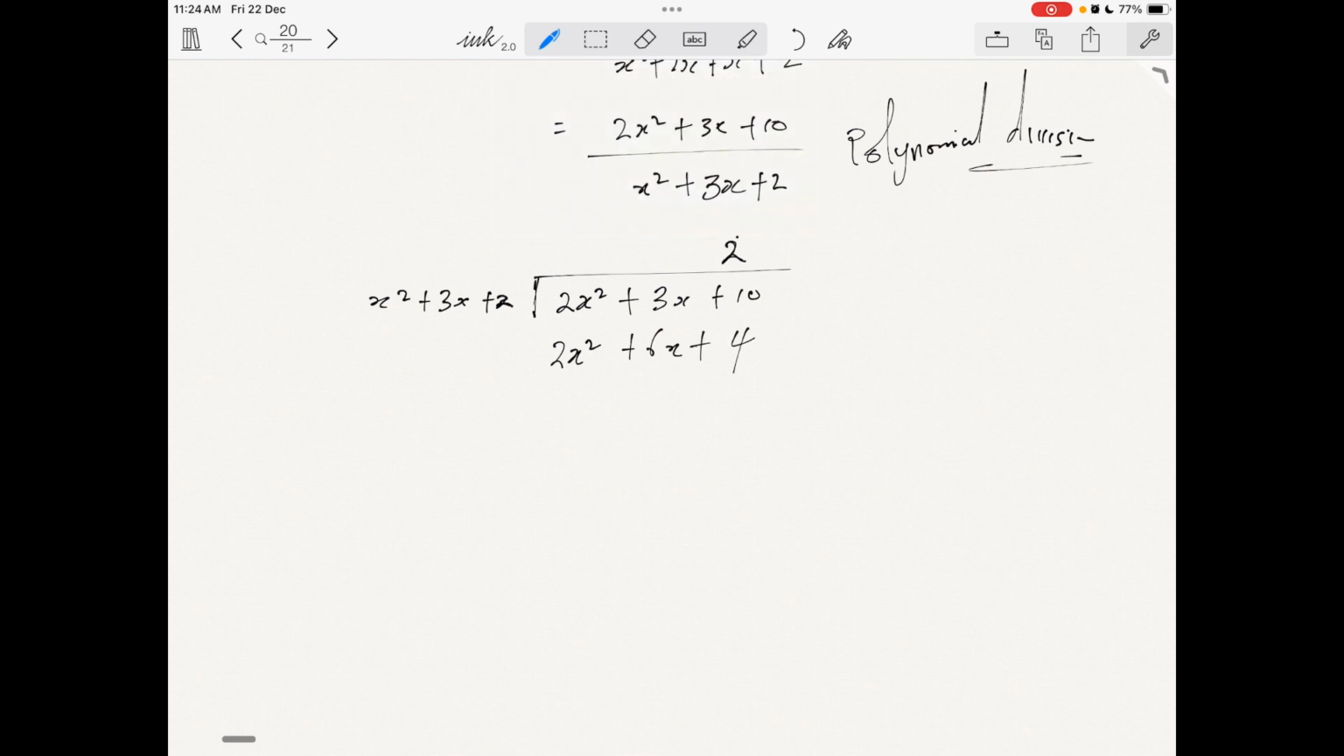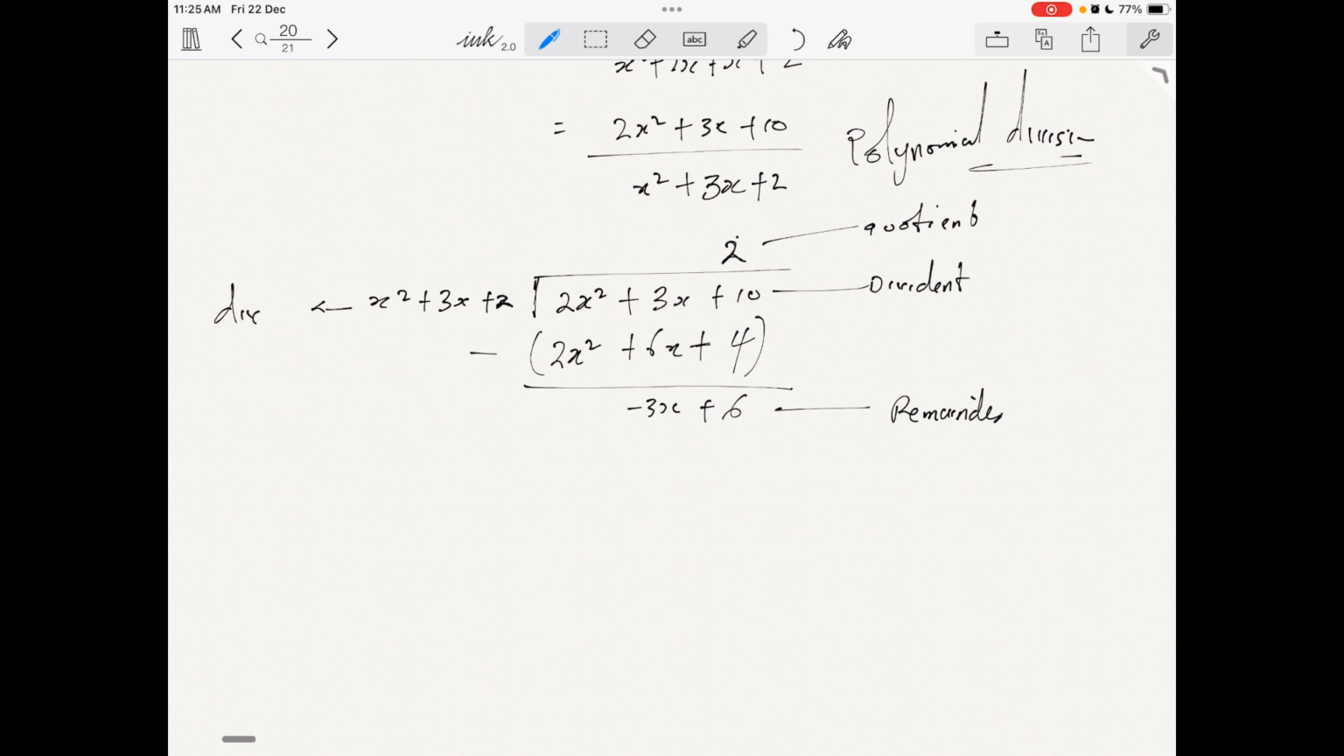Okay, now the next thing to do is to subtract. So 2x squared minus 2x squared will give us 0, right? And x squared minus x squared will be 0. 3x minus 6x will give us minus 3x, and 10 minus 4 will give us 6. Let me remove this. Now we can see that this is our remainder. This is our quotient, this is our dividend, and obviously this is our divisor.